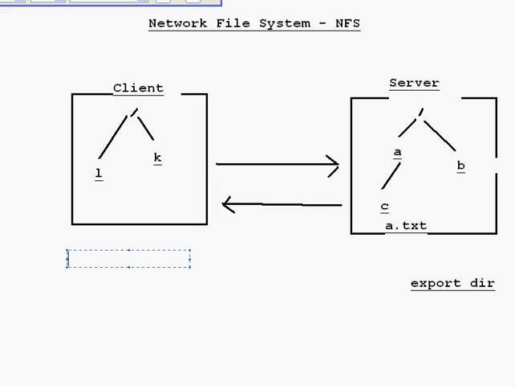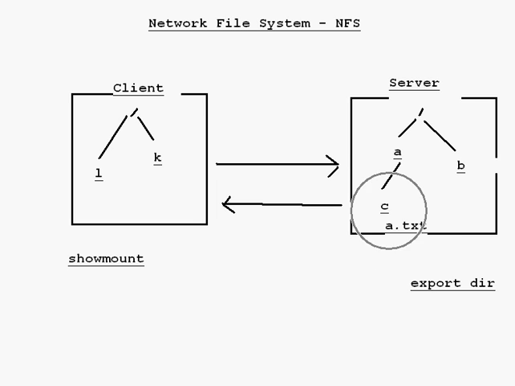And once things are exported, on the client side we can have multiple commands to find out what has been exported. There is a showmount command which will find out what has been made available to this client from this server. So the showmount command will tell you that the directory C has been made available. And then once you know what has been exported to you from the server side, you can do what is called mounting. Mounting is a process of making sure that this directory C on the right hand side becomes immediately accessible through this directory K on the client side.